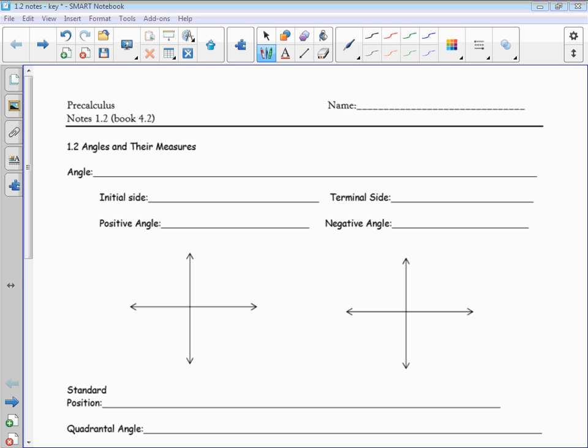So we've got a few definitions we have to get through today. Not too terrible. So first one is an angle. We all know what an angle is, just looking at it, you can draw one, but the actual definition is it's formed when two rays share an endpoint.